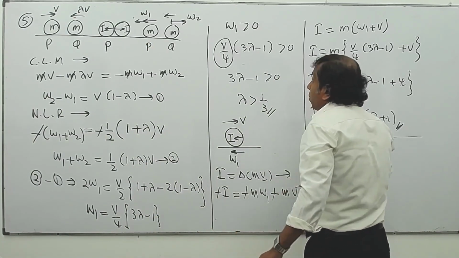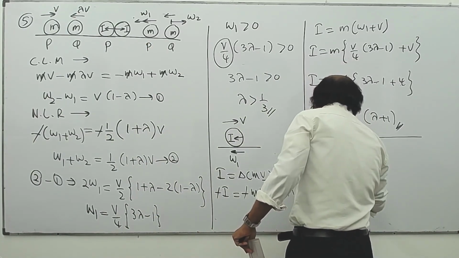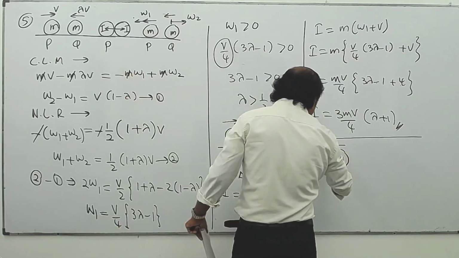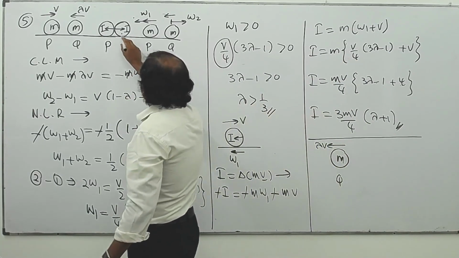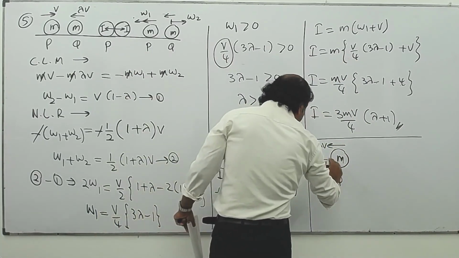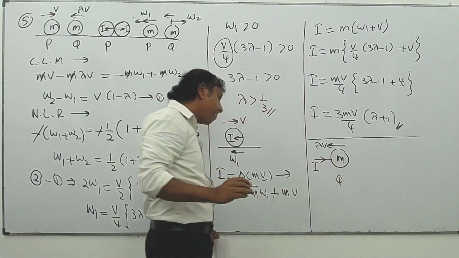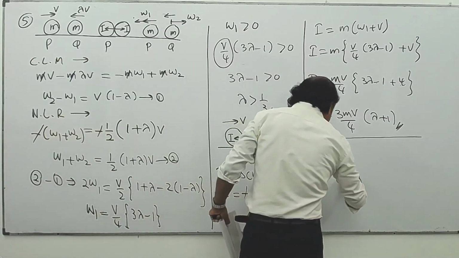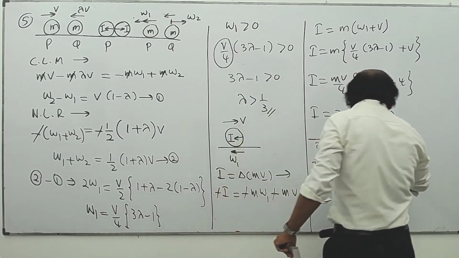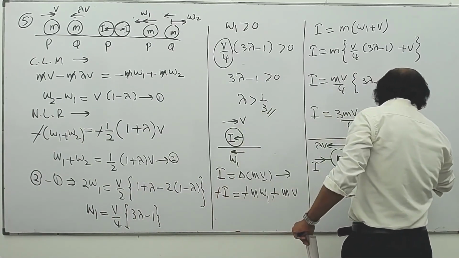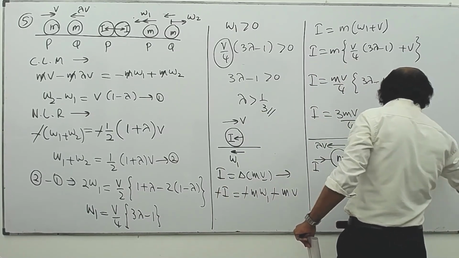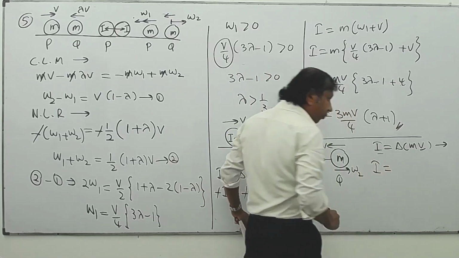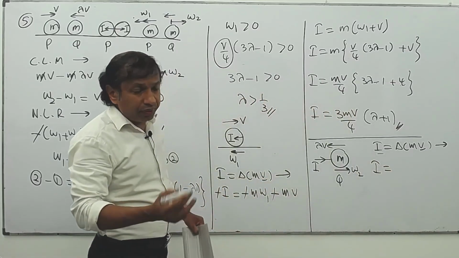Q moves initially leftward before impact with lambda v. At the impact, it will get the impulsive force rightward I, and after the impact, it moves rightward with w2. Now we apply I equals delta mv in the rightward direction. Then we get I here. What is that? Final momentum minus initial momentum.